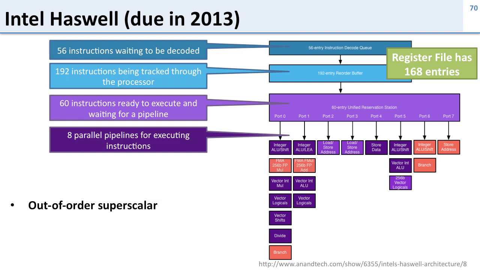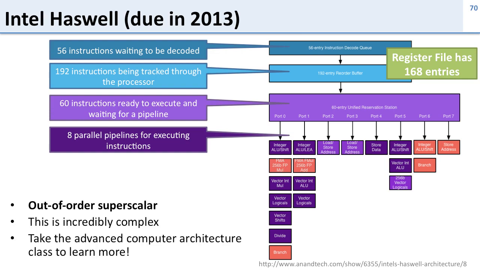So what do we have in this Intel processor? Well, this is an out-of-order superscalar processor. This is the most complex type of processor we have to date. It's very complicated, and if you're interested in this and want to learn more, you should take the Advanced Computer Architecture class. The thing to remember here is that we've got lots of instructions that are all being processed at the same time, and the processor has to take care of which instructions can be run and how to schedule them on the different hardware.